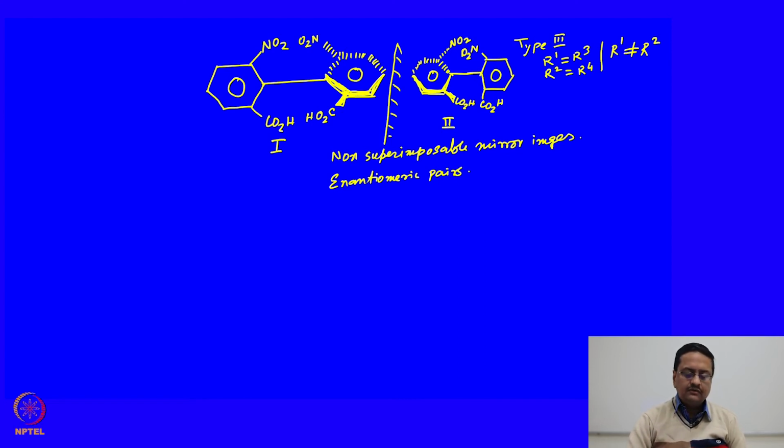So, now if we try to identify these just like before, as the designations R and S, we should be able to follow the rules that we have learned for the substituted allenes. So, let us first take the example of compound 1 or the isomer 1.